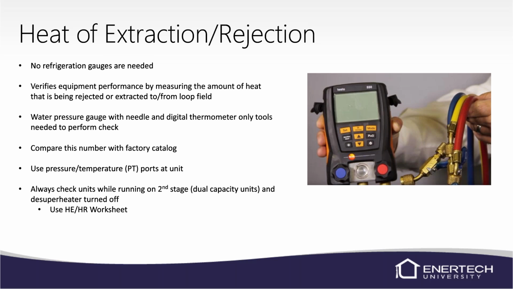When we do heat of extraction, we do have some part load numbers in our manuals, but I would always recommend running the unit in second stage. We have heat of extraction, heat of rejection worksheets, the calculations, and the refrigerant diagram in the back of all the manuals. So if you don't remember the formula or you're not real sure about it, you can look at that form and it'll guide you along as well.